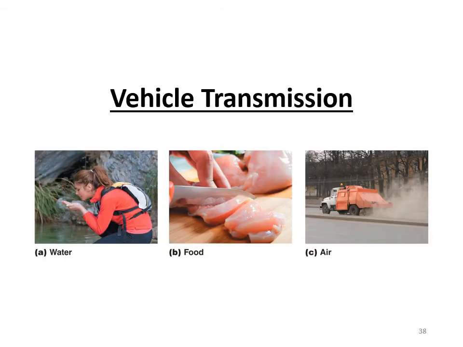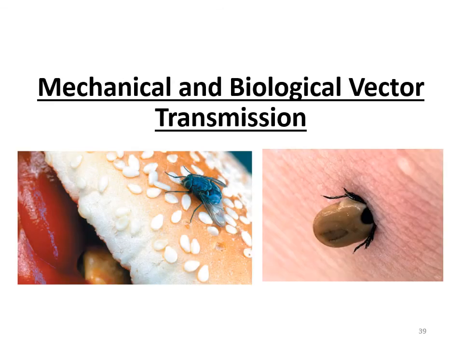Vehicle transmission, we have the examples of water, food, air, and also you may want to remind yourself fomites, F-O-M-I-T-E, which are the inanimate objects such as a cell phone or a doorknob handle. Then we have mechanical and biological vector transmission. Again, the fly on food, that would be mechanical, whereas biting into your skin, that would be biological.